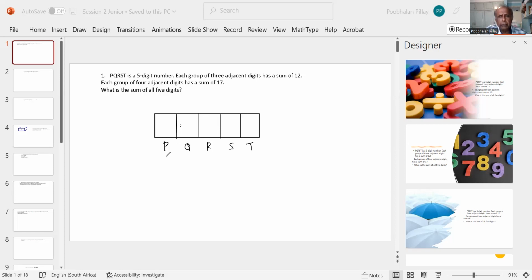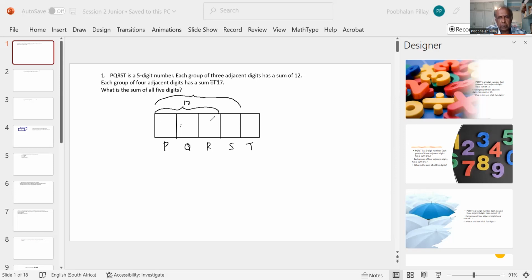So I've drawn this block, and these represent the 5 digits of this 5-digit number, PQRST. It is given that each group of 3 adjacent digits, adjacent means next to, like these 3, for instance, will add up to 12. Each group of 4 adjacent digits has a sum of 17. So if you take those 4, for example, you'll get 17.